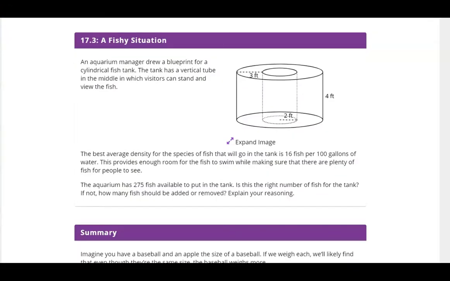Okay, one more problem I wanted to go over with you just because I think it's a really interesting problem. It says an aquarium manager drew a blueprint for a cylindrical fish tank. The tank has a vertical tube in the middle in which visitors can stand and view the fish. So you could stand in the middle of that. There's empty space there. The best average density for the species of fish that will go into the tank is 16 fish per 100 gallons of water. This provides enough room for the fish to swim while making sure there are plenty of fish for the people to see. The aquarium has 275 fish available to put in the tank. Is this the right number of fish for the tank?